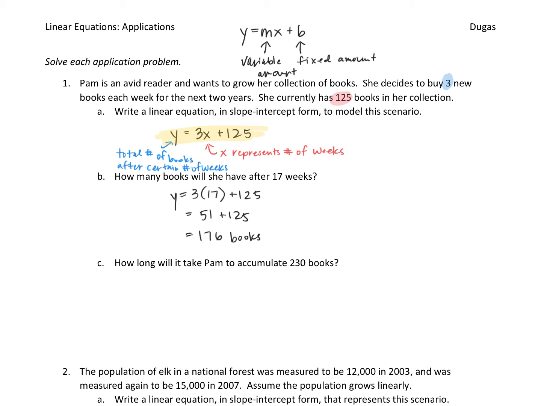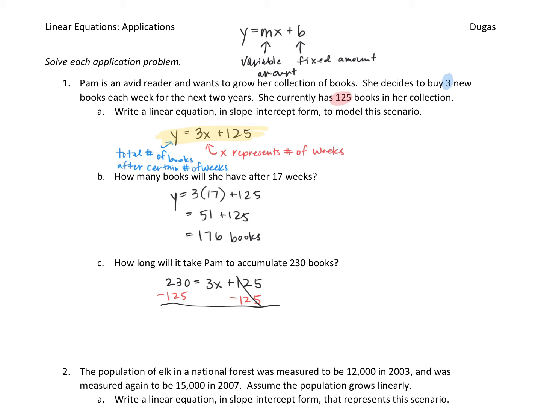Okay. Part C, how long will it take Pam to accumulate 230 books? So again, they're giving you a value. You just have to decide if that value should be plugged in for y or x. So y is the total number of books. So 230 will go in for the y. So we'll have 230 is equal to 3x plus 125. And once you have that plugged in, you'll see that you need to solve for x. That'll tell you how many weeks it will take for her to get the 230 books. So to solve, we need to undo the addition first. So minus 125.